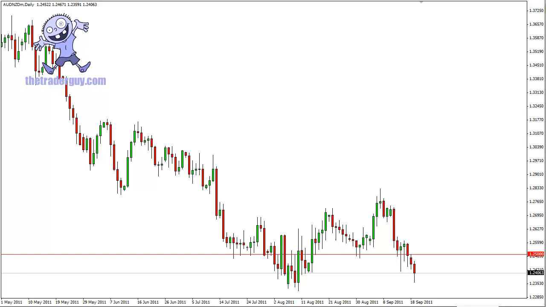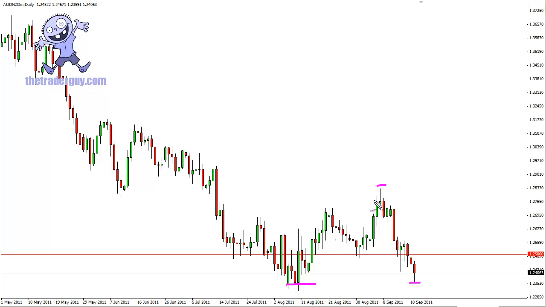Now, I see a couple different things right here. I've had the 125 line forever because it seems like that's an area the price is drawn to. Yes, we got a little bit of a bounce here towards the end of the day from the lows, but it just looks sick. It looks like a sick chart.